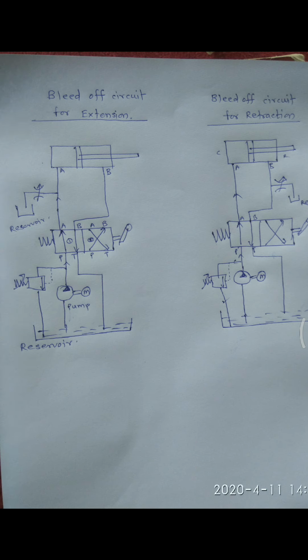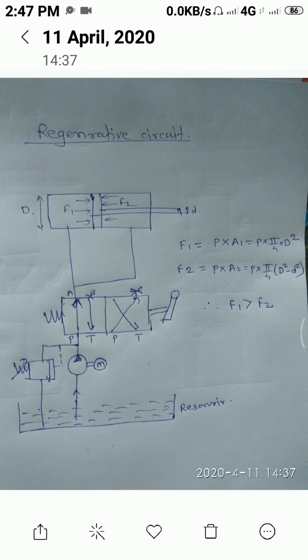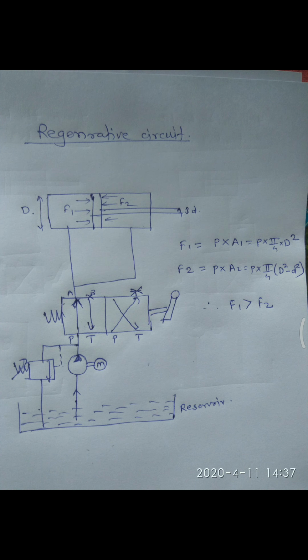Now we will focus on the next circuit. The next circuit is the regenerative circuit. This one is an interesting circuit. Here, generally a 3 by 2 direction control valve is used, meaning 3 ports and 2 positions. But here I have used a 4 by 2 direction control valve.